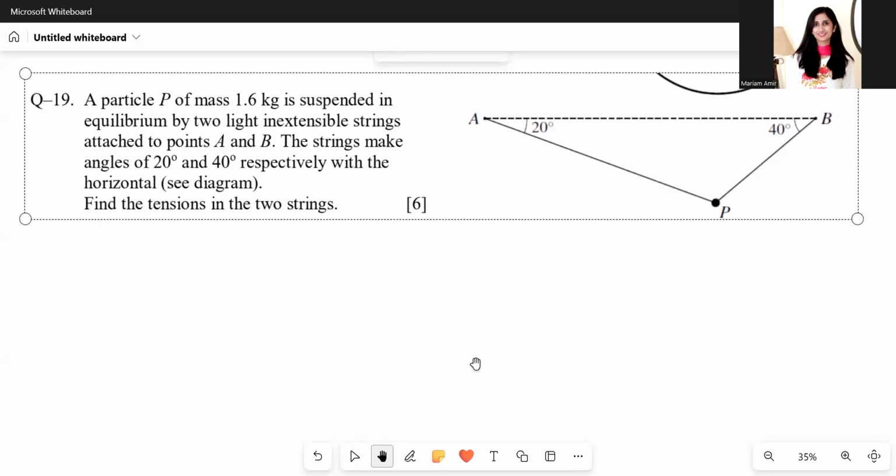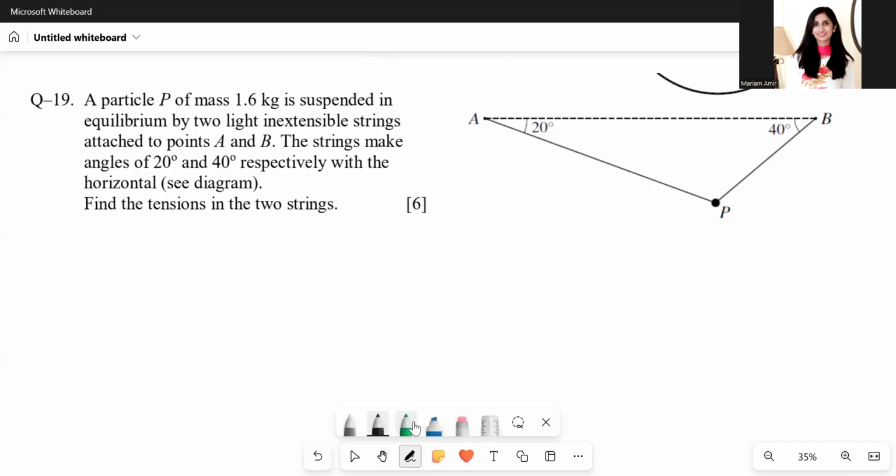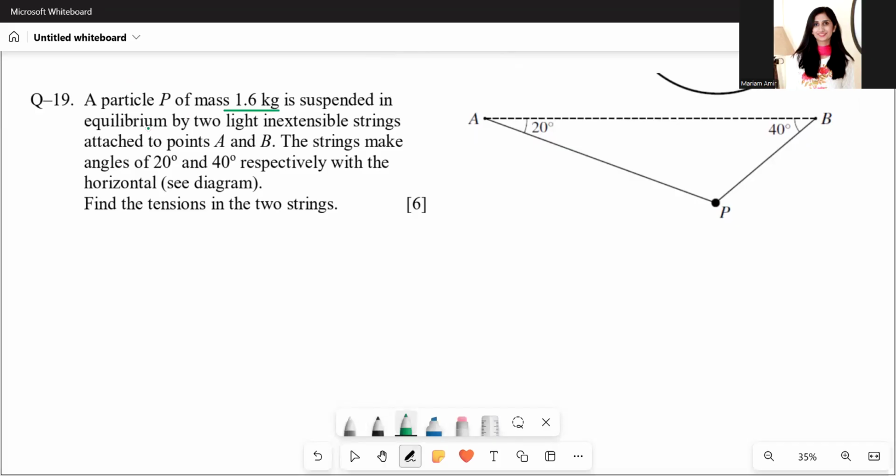Question number 19, worksheet forces on threaded ring. A particle P of mass 1.6 kg is suspended in equilibrium by two light inextensible strings attached to points A and B. First of all, I'm going to draw the weight downwards. Weight is mg, so 1.6 times 10, which is 16 newtons.